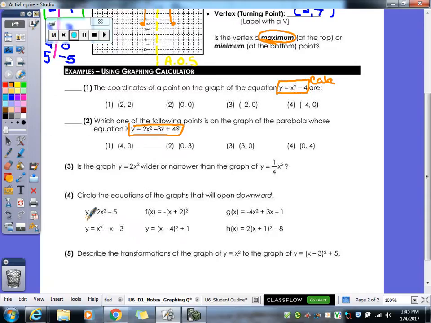I want to see everyone punch them in the calculator and show me that you did it. Come on. Plug that first equation in. Come on, Jack. Get your calculator. It's hot.